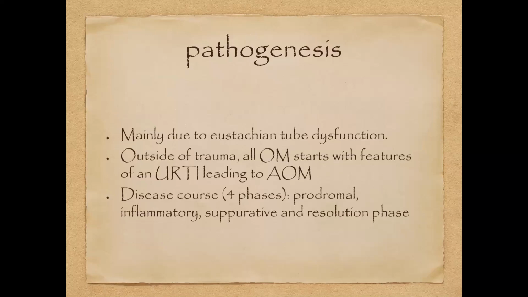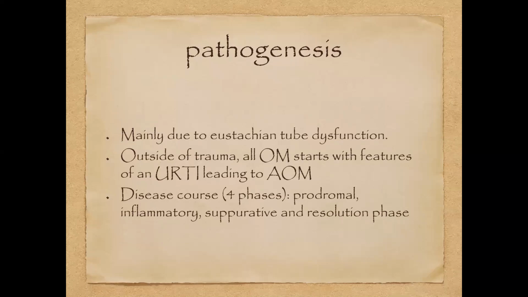Pathogenesis: we say it is mainly due to eustachian tube dysfunction. The eustachian tube plays the role of being a passage. So you have an infection ongoing in the upper respiratory tract, and then it proceeds. All otitis media starts with features of an upper respiratory infection leading to an acute otitis media.